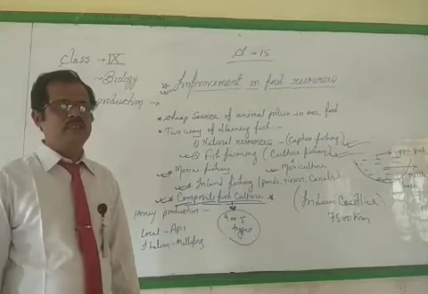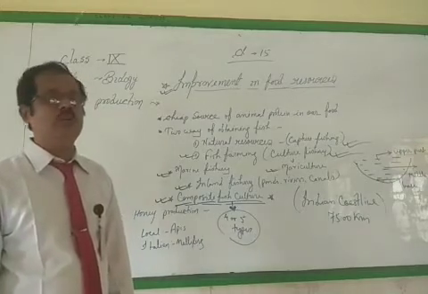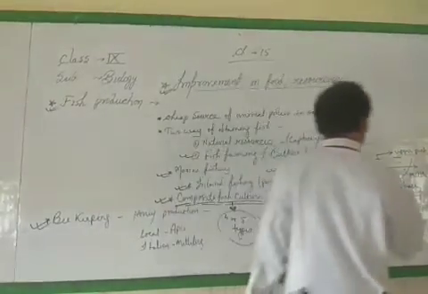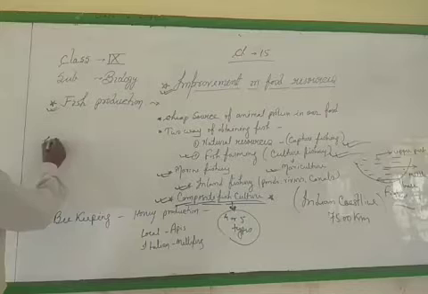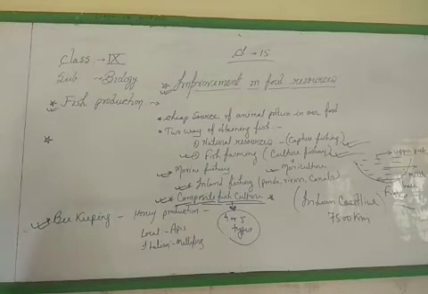So we rear these different species of fishes together at the same time. In this way, we produce more and more fishes by the method of composite fish culture. But there are some types of problems created by composite fish culture.